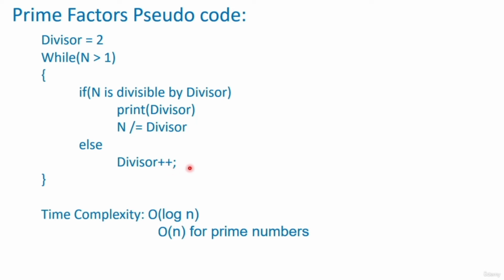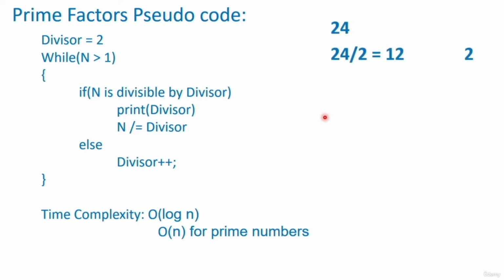Okay, the time complexity of this code is big O of log n for all the numbers except prime numbers, for which the time complexity is big O of n. This is because the while loop will run nearly n times for the prime numbers. So let's understand this with an example.